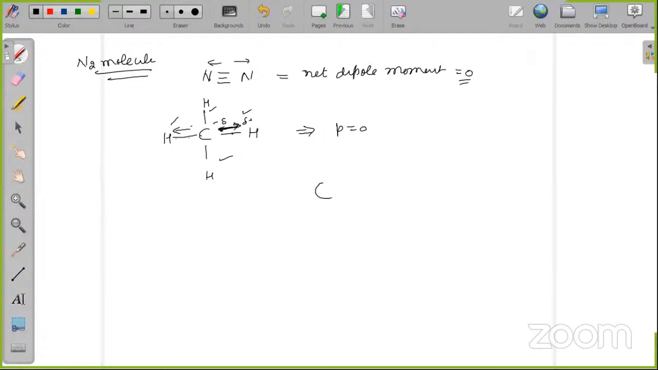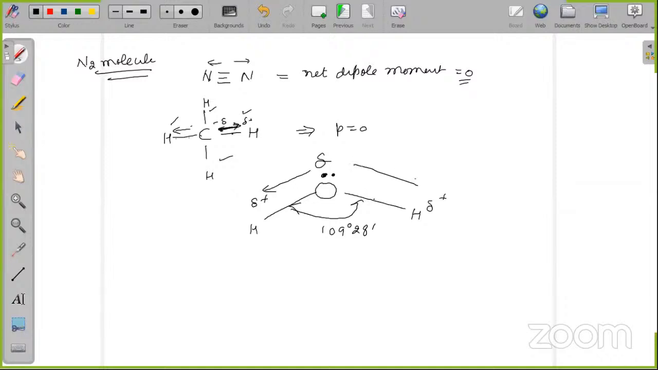Let us now discuss water. Water is the case where you have a lone pair also. You know this angle is 109 degrees 28 minutes. Again, electronegativity of oxygen is very high as compared to that of hydrogen. So the shared pair of electrons in the covalent bond is slightly attracted toward the oxygen. As a result, this gets slightly negatively charged, and these get slightly positively charged. So the dipole moment of this bond is like this, and the dipole moment of this bond is like this.